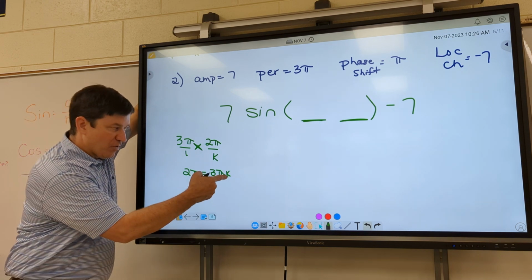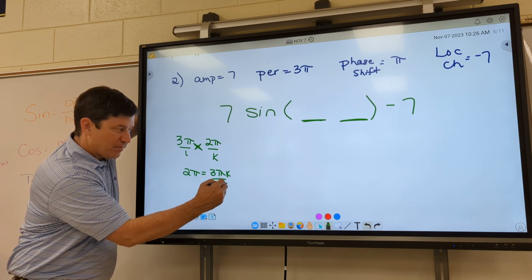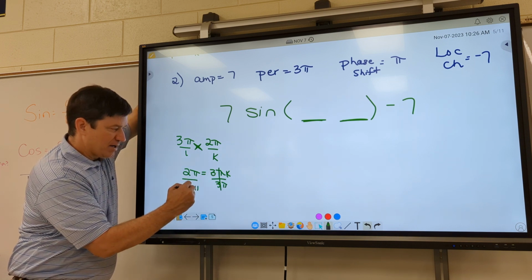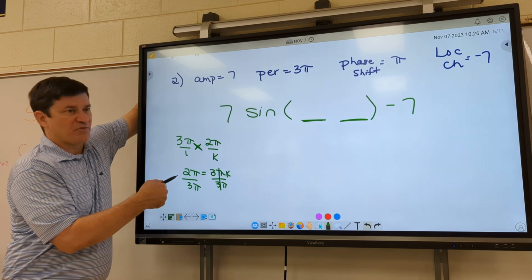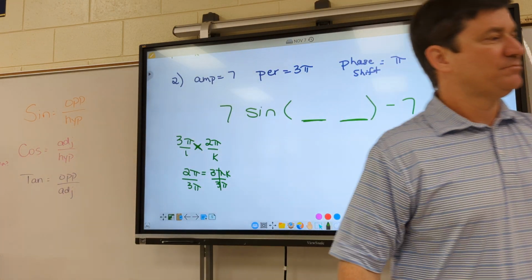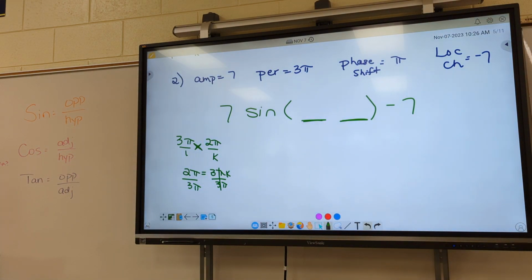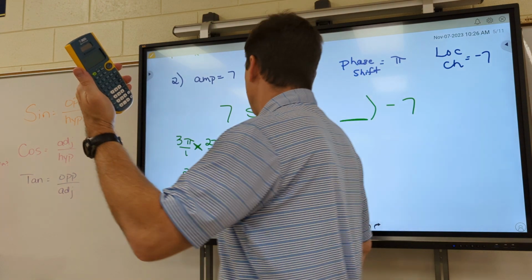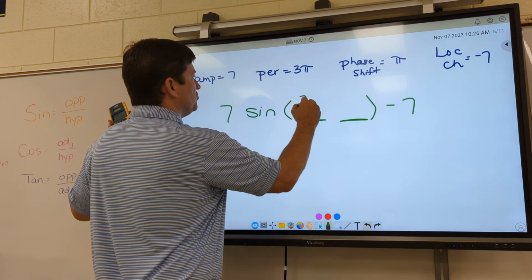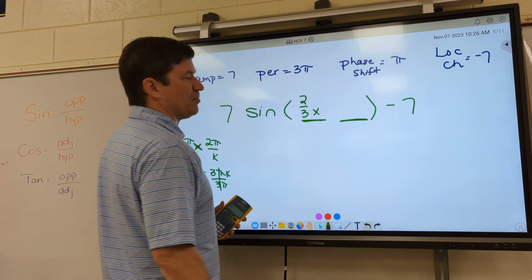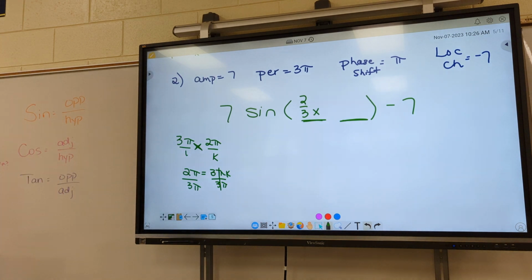The one with the variable, you put that on the bottom. So in my calculator, I'm going to put 2 pi on top, 3 pi on the bottom. Let's see what we get. 2 pi on top, 3 pi on bottom is, I got 2 over 3. So we'll put 2 over 3x. Remember that x is always in that spot.